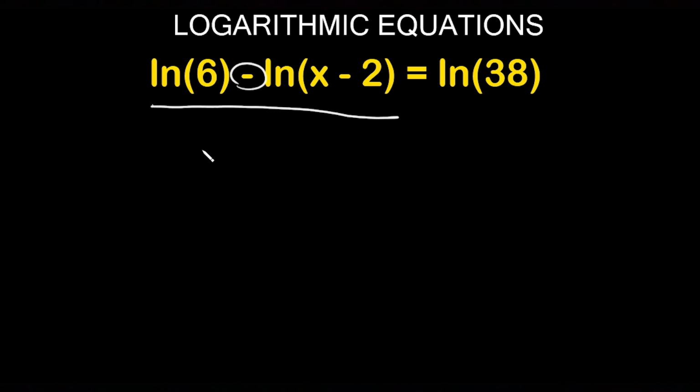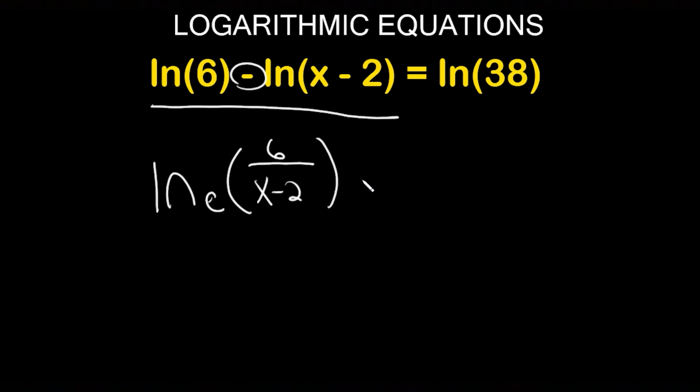So I'm going to write natural log, and I'm actually going to put the base here even though they did not write it. So I'm going to put base e of, and then going left to right, I have 6. The subtraction sign means division, so divide by x minus 2, okay? There we go. And this will be equal to natural log, and same thing, I'm going to put base e here, of 38.